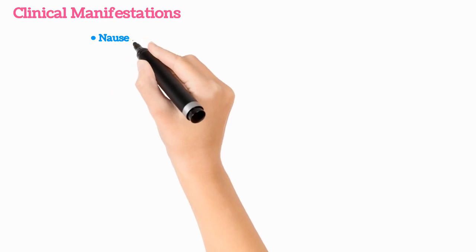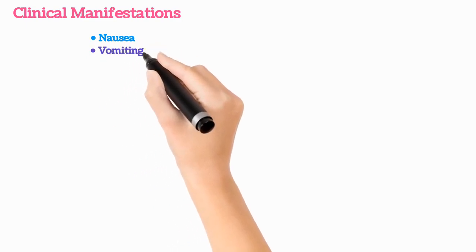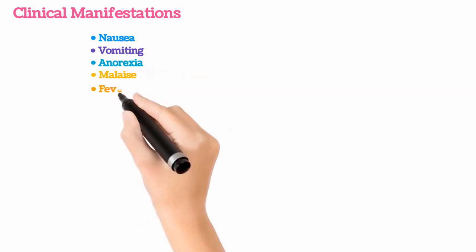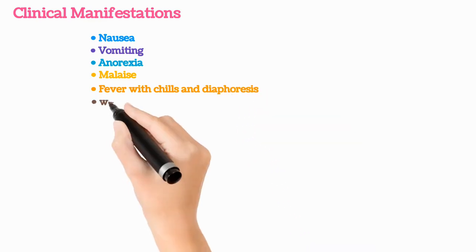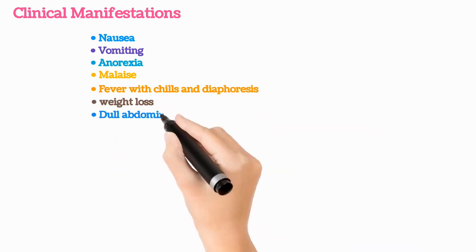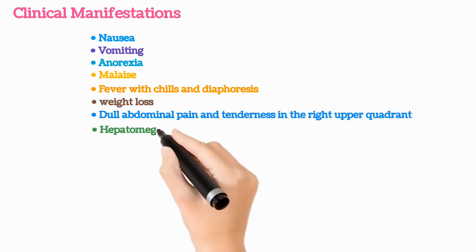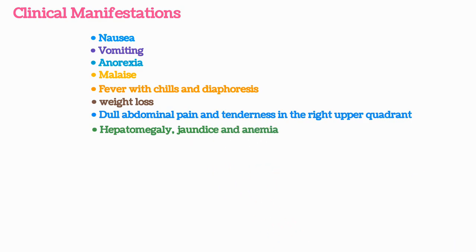A patient with liver abscess will have the following clinical symptoms: nausea, vomiting, anorexia, malaise, fever with chills and diaphoresis, weight loss, dull abdominal pain and tenderness in the right upper quadrant. Patient may also have hepatomegaly, jaundice, and anemia.